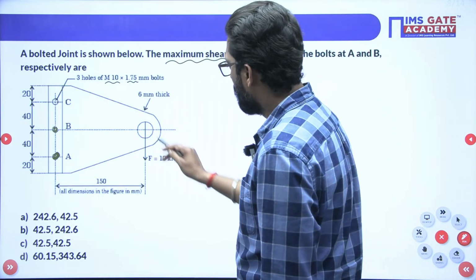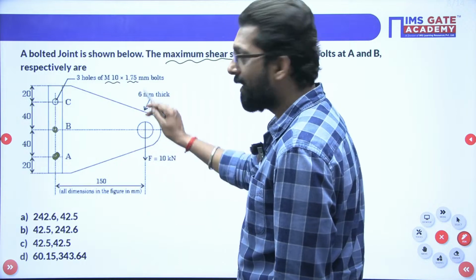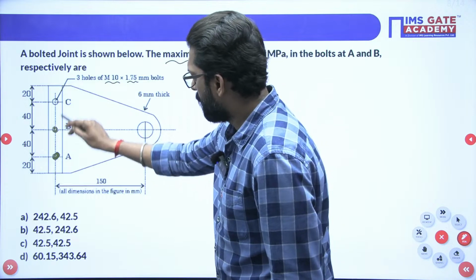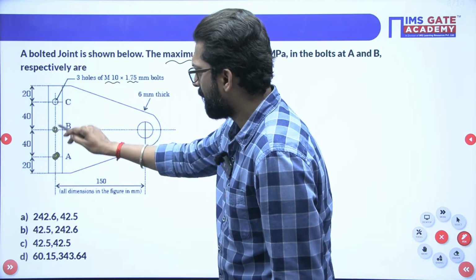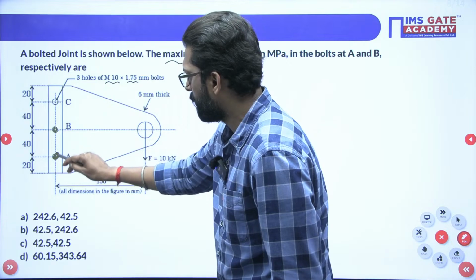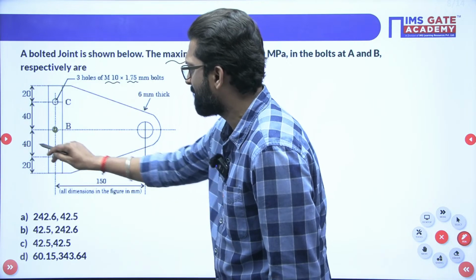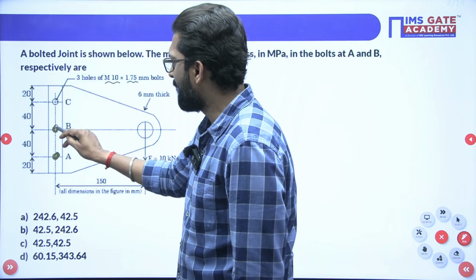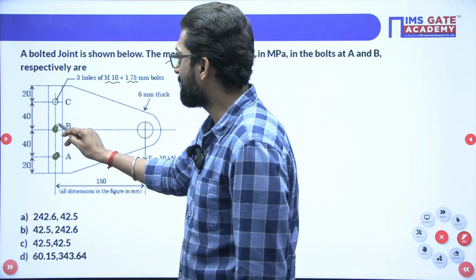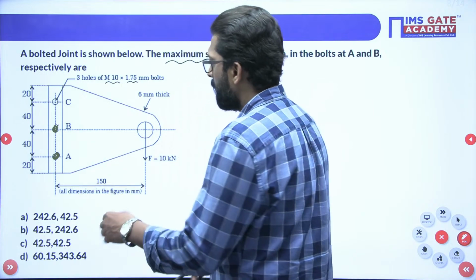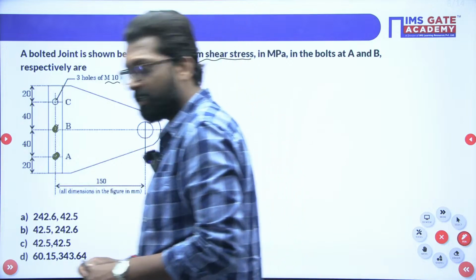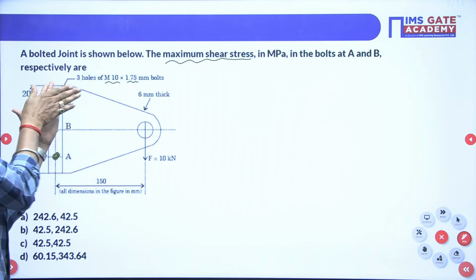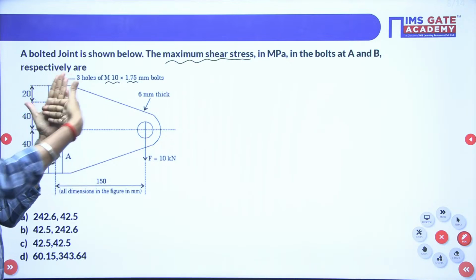Second, the load is applied on this one, and see, these are symmetrical. Why? Because the spacing is the same on both sides: this is 40 and this is 40. So this bolt is at the center. Now, how it is bolted: this is your base plate, and over the base plate, this is your bolt, like that.